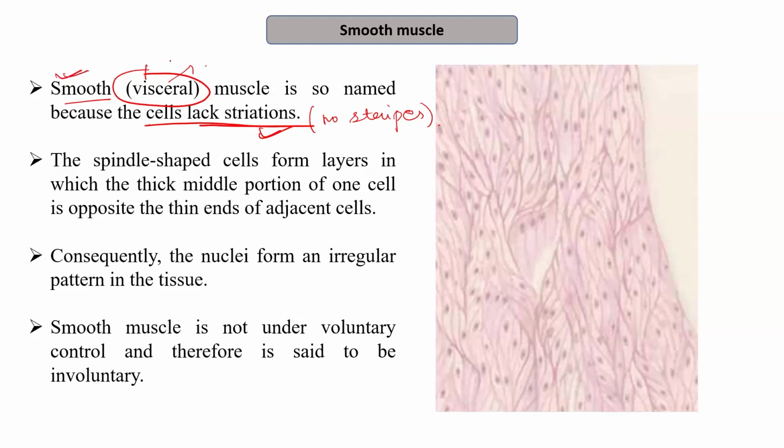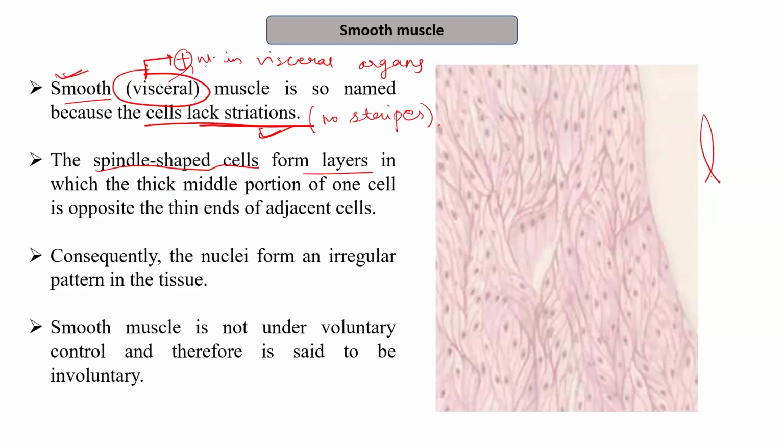Why are they called visceral muscle? Because they are present in visceral organs. So they have spindle-shaped cells, unlike these striated muscles which are cylindrical. So you can see here, these are spindle-shaped, right?